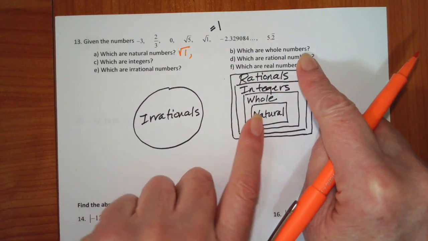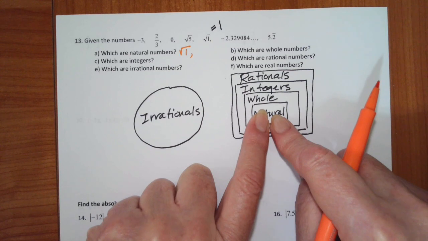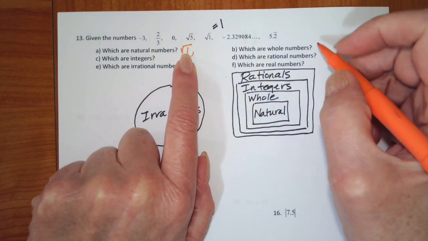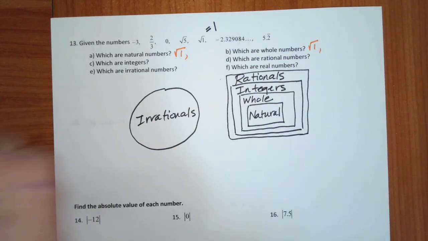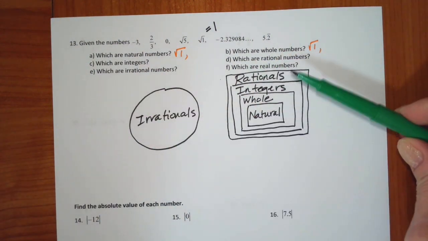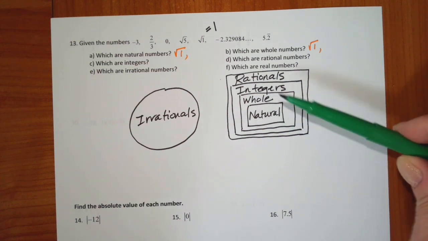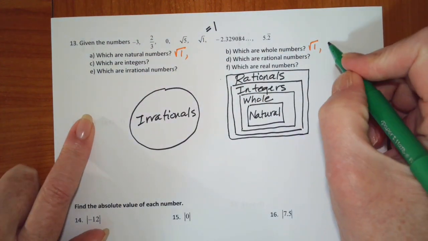Okay, the whole numbers. Now if it's a natural number, that means it's also a whole number. So whatever goes in here goes in the next group. So the square root of 1 is a whole number. And then I look for any other whole numbers that are not natural. And the only one is 0.